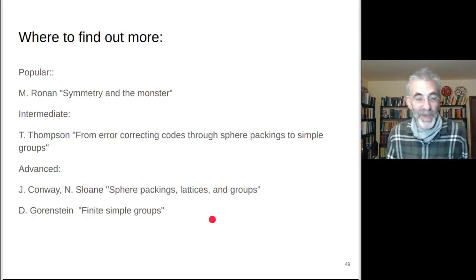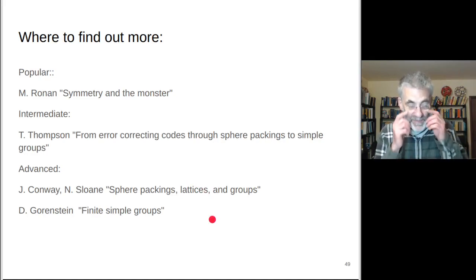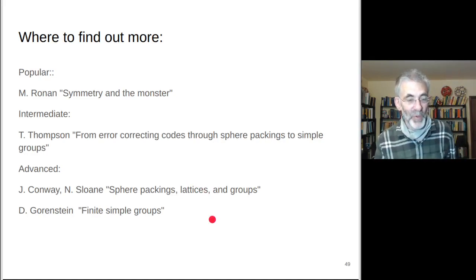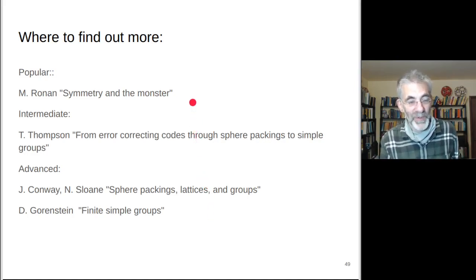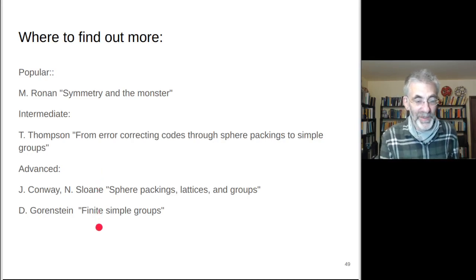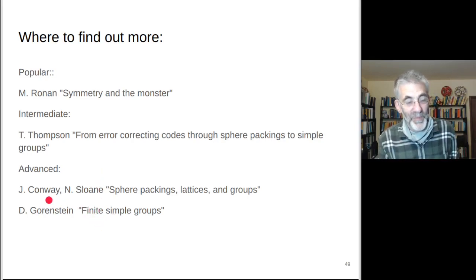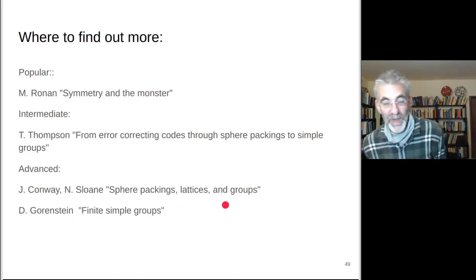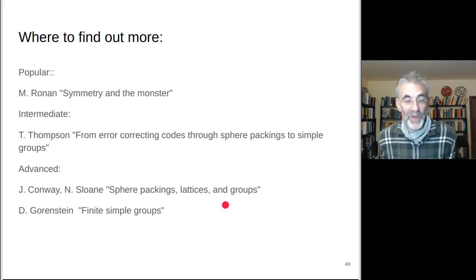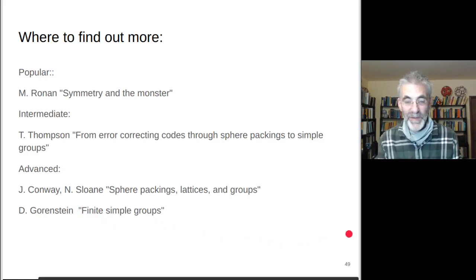I'll just finish by listing some places to find out more. There's a popular book on the monster and moonshine by Ronan. If you're interested in a more advanced introduction to this, the book by Conway and Sloane on sphere packings, lattices and groups describes a construction of the Leech lattice and M24 and the monster and most of the other groups I've been mentioning. If you'd like a general survey of the classification of finite simple groups, there's a really nice book called Finite Simple Groups by Gorenstein that describes this.